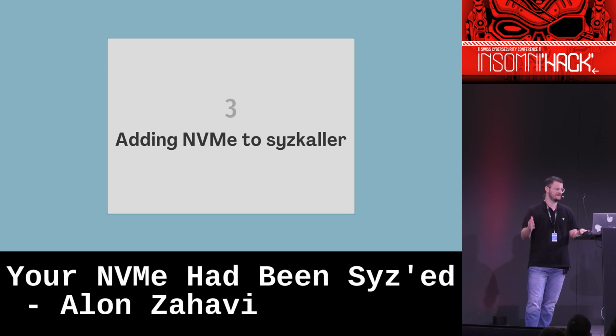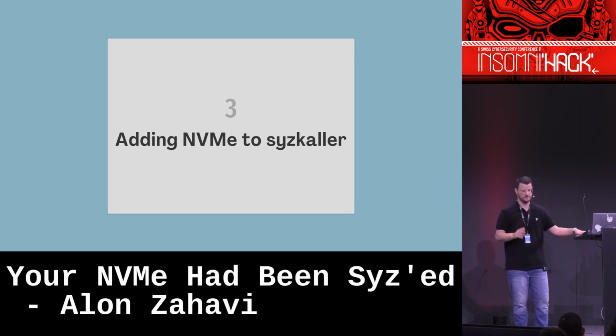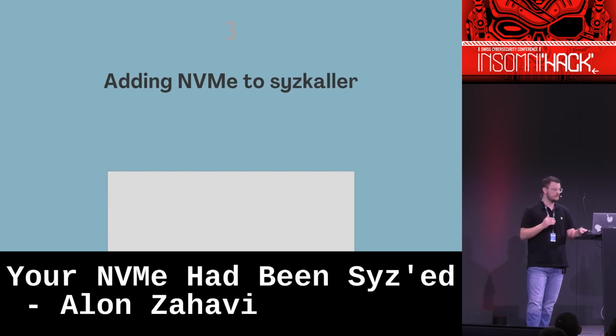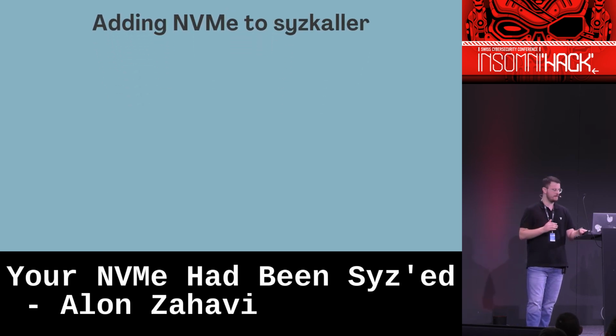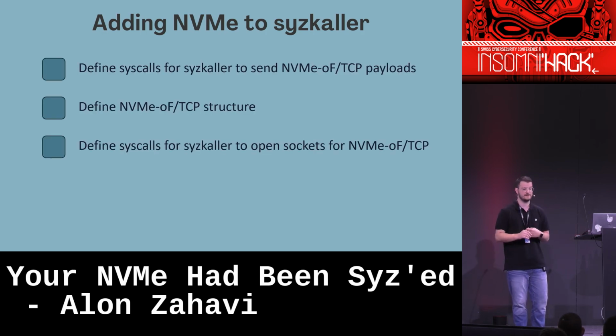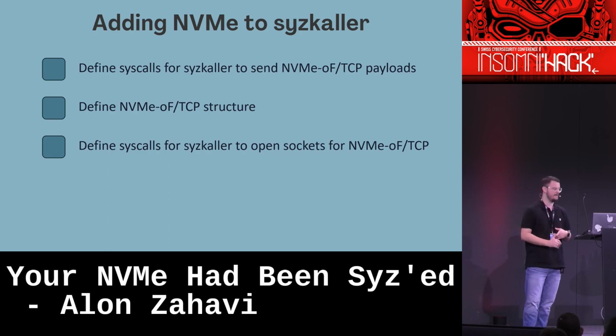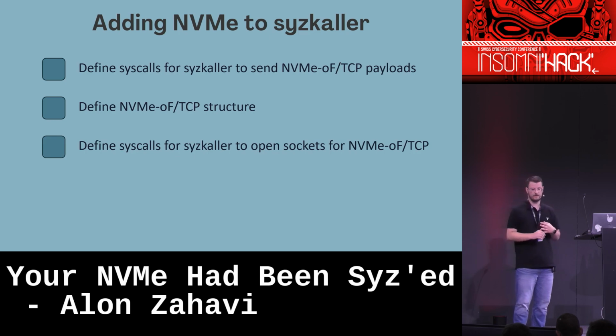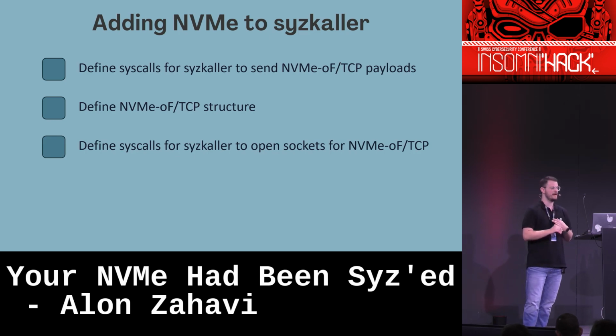And of course, let's add the two things together. Let's add NVMe into Syzkaller. To do that, we need to create three main things. We need to define a syscall to send the NVMe TCP payloads. We need to define the NVMe over TCP structure. And of course, we need to open the socket to be used to send the payloads.